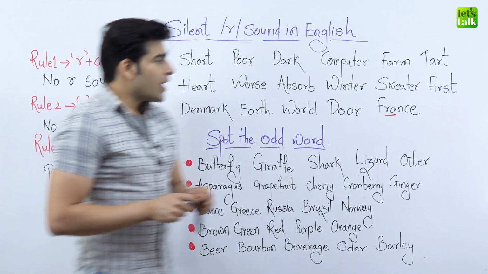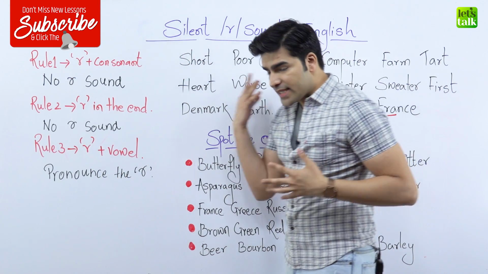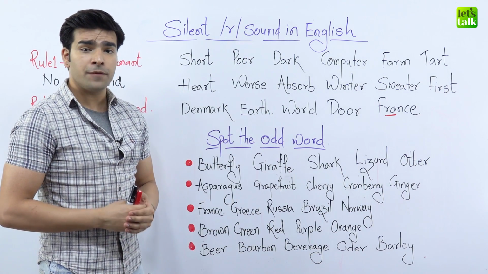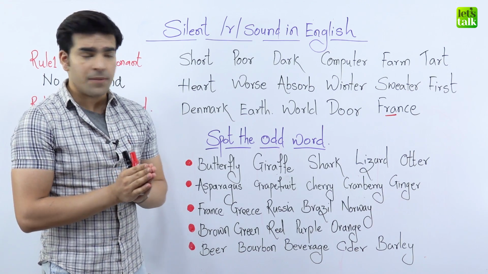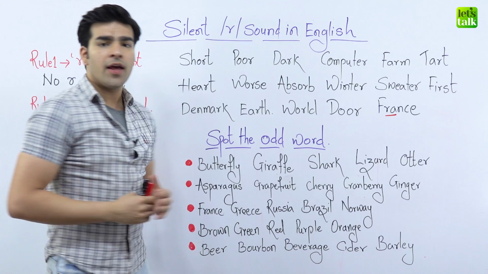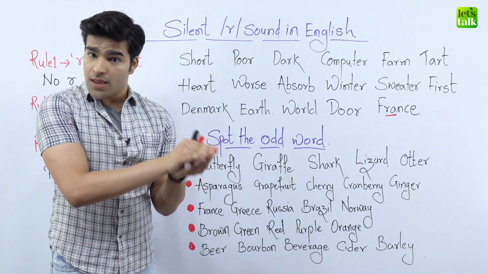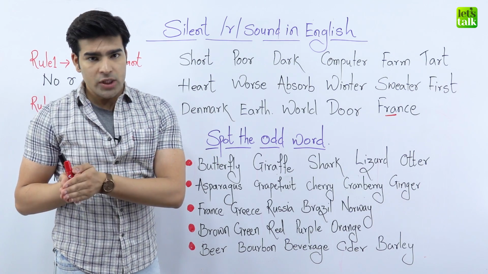Now, I'm going to pronounce all the words that you can see towards this side on the first part of the board. I would like each one of you to please listen to these sounds carefully and repeat after me. In all of these words, the letter R is silent. It either comes at the end of the word or it comes before a consonant.